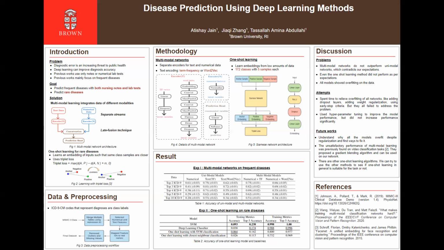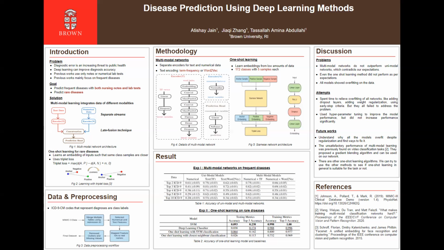The numerical data encoder is actually normalizing the data to have zero mean and unit variance. Then the latent variables of the two encoders will be concatenated and passed into a prediction head with dense layers for the final classification. Also, to avoid severe overfitting, we further add some dropout layers. And then Atisha will introduce more about the one-shot learning.